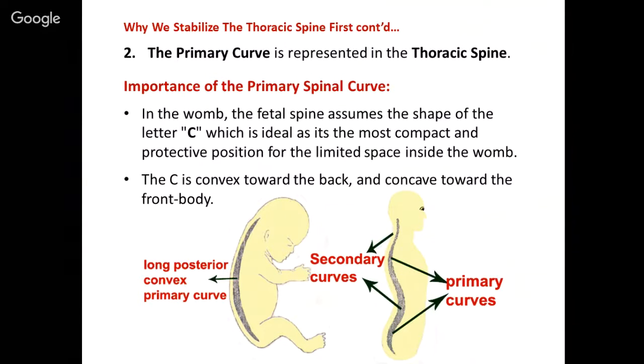The C is convex towards the back and concave towards the front, not C-shaped as in the lateral curvatures we talked about earlier, but C towards the back.